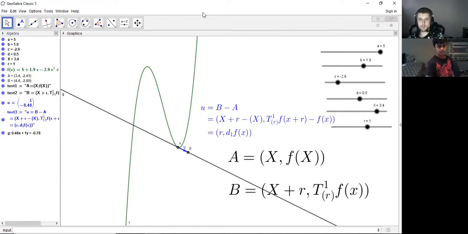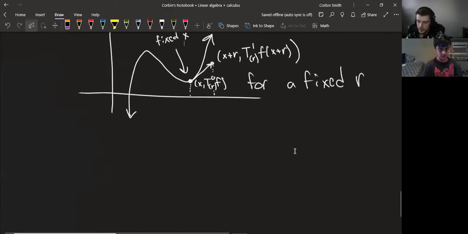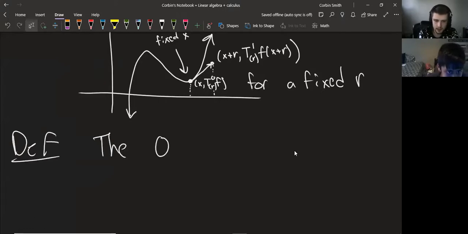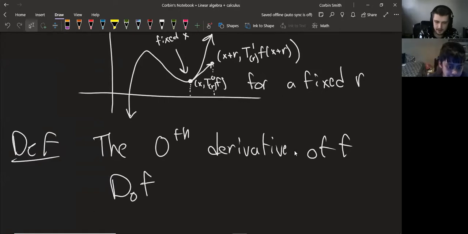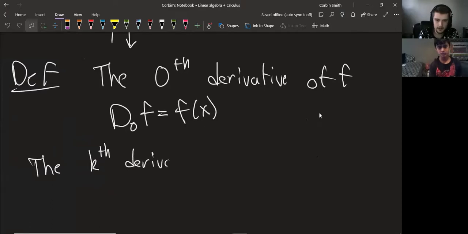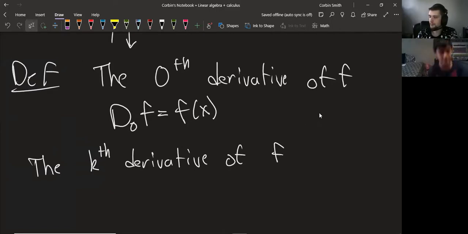Okay, great. So let's go back to OneNote. And so we're going to define first the 0th derivative. The 0th derivative of f, we're going to use capital D. It's just f of x. Why do I keep thinking the 0th derivative is 1? Yep. The 0th derivative, I keep thinking it's 1 for some reason.